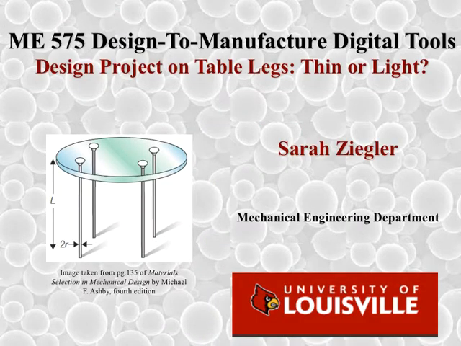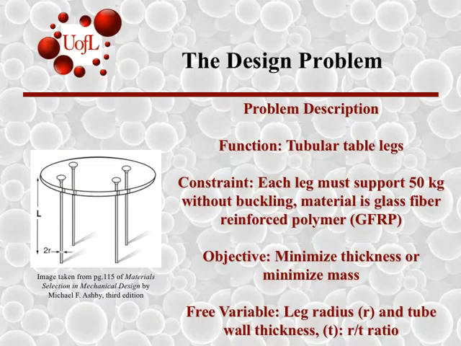Hi, I'm Sarah, and my design project was on table legs, making them either thin or light. So for the design description, the function was to make tube-shaped table legs with constraints on the material. So this case study had a pre-selected material of glass fiber reinforced polymer, and then each table leg had to be able to hold 50 kilograms without buckling.